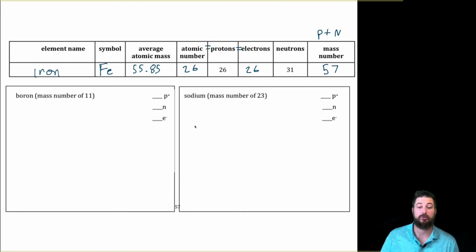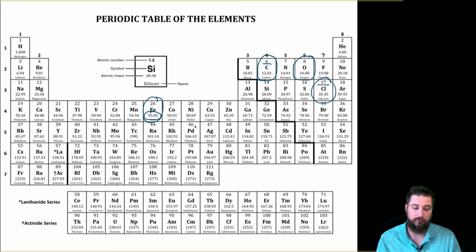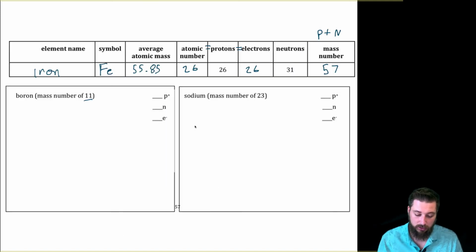All right, let's go ahead and go to these last two things here. So we have boron, which has a mass of 11. And what we're going to do is draw the structure of an atom. So boron has the mass of 11, and we want to figure out how many protons, neutrons, and electrons there are. Again, we get the protons from the periodic table. If we go over to the periodic table, here's boron. It's this number right here that tells us how many protons there are, which is 5. And so we're going to put a 5 here because it has 5 protons.